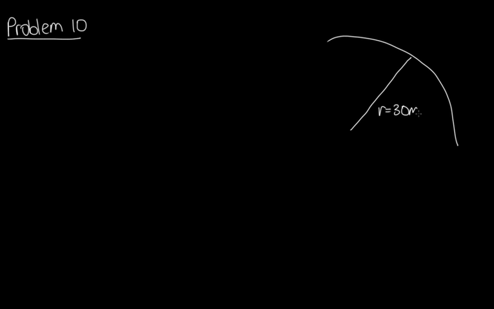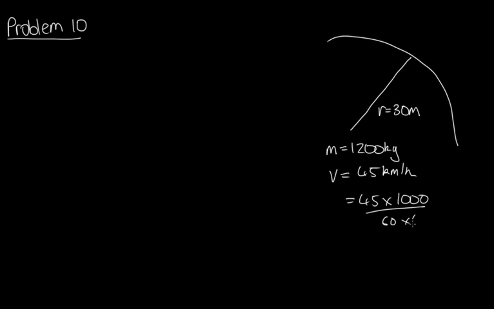Now, problem 10. In this problem, we're told that a car follows a road with a radius of curvature of 30 meters. So it's going around some curved road like this, and this has a radius equal to 30 meters. The car has a mass of 1,200 kilograms and is traveling with a speed of 45 kilometers per hour, which is equal to 45 times 1,000 over 60 times 60, which is equal to 12.5 meters per second.